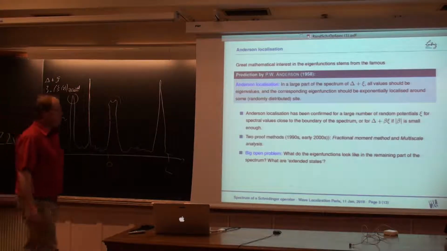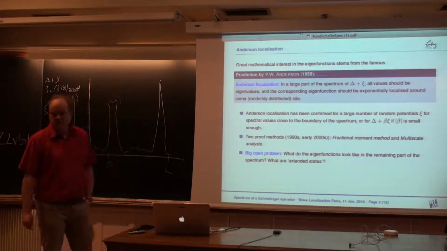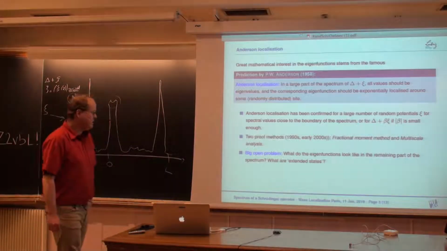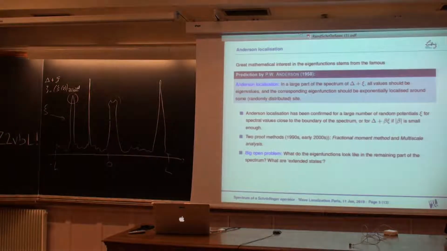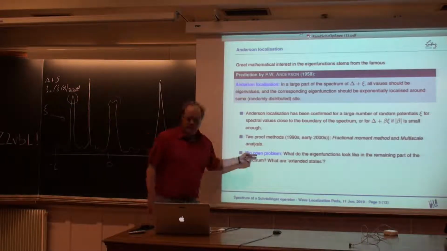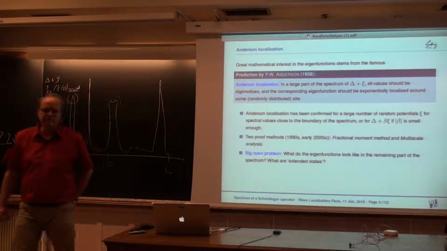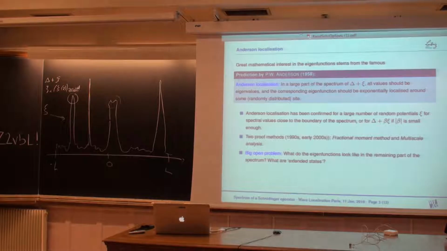So the prediction by Anderson of 58 has been mentioned a lot in this workshop, and it has been mathematically proved in certain situations already. There are basically two proof methods: the fractional moment method and multi-scale analysis. I think they must have been explained to you already, and I'm not here to do that. For me, the big open problem seems to be what is the matter with the eigenfunctions and eigenvalues outside the region where you know that there is Anderson localization. What are extended states? But this is only a side remark. This has nothing to do with my talk.